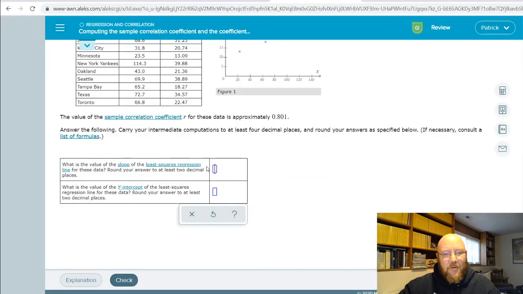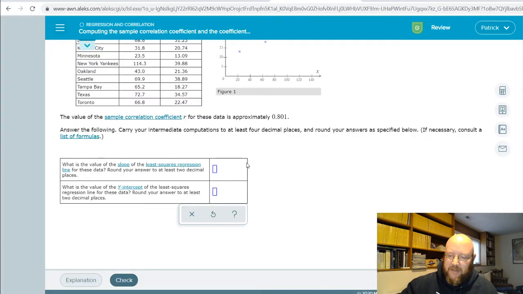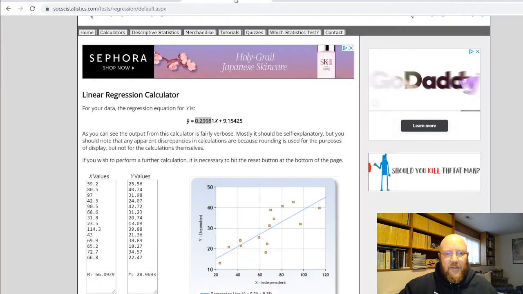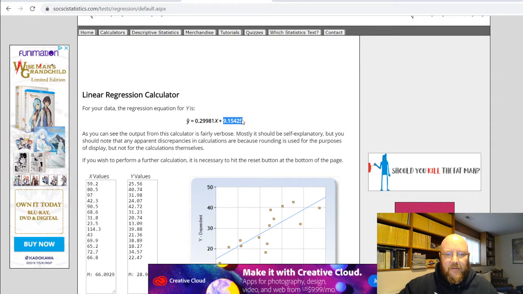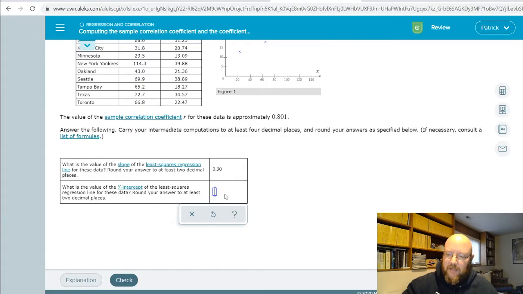The value of the slope. My slope is this guy, 0.29981, and it wants it to 2 decimal places, so 0.30, it has rounded up. And the value of the y-intercept in this case is going to be my intercept right there, b, so 9.15. There we go, 9.15.